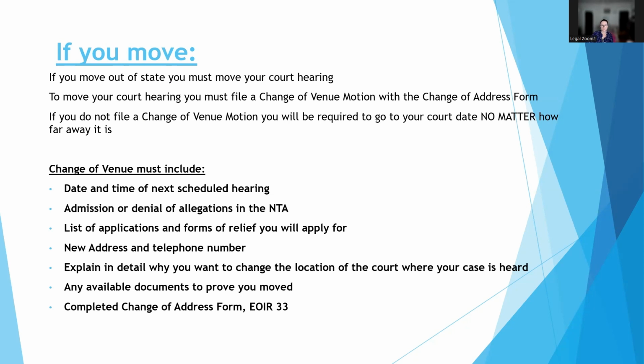These motions must include the date and time of your next scheduled hearing, admission or denial of allegations in the notice to appear, a list of applications and forms of relief for which you plan to apply, your new address and telephone number if applicable, and an explanation in detail of why you want to change the location of your court. You should also provide any available documents to prove that you have moved. The EOIR 33 will also be included in this motion.